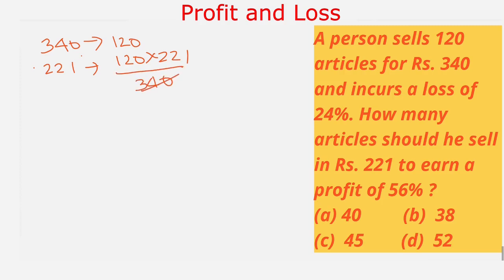20 cancels 340 for 17 times and 120 for 6 times, and 17 cancels 221 for 13 times. This gives us 13 times 6 is 78. Now we have both the selling amounts equal. Earlier he was selling 78 articles in 221 and was incurring a loss of 24%.